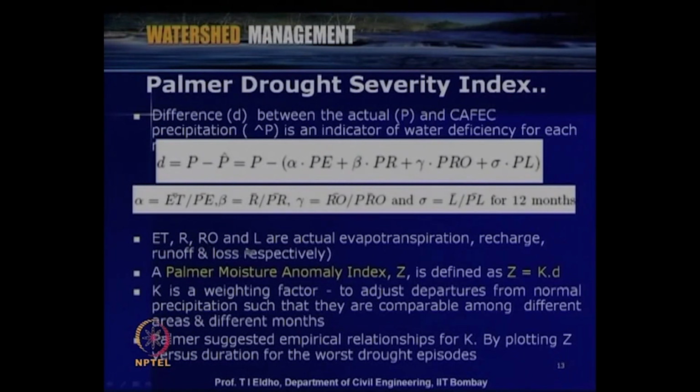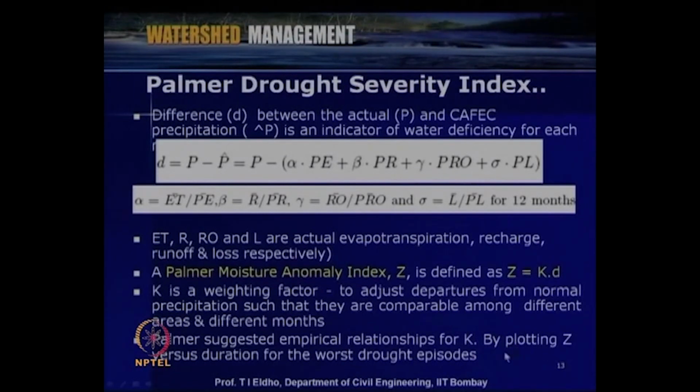Here ET, R, RO and L are the actual evapotranspiration ET, recharge R, runoff RO, and loss L, respectively. And then the Palmer moisture anomaly index Z is defined as Z is equal to k times d, where k is a weighting factor, to adjust the departures from the normal precipitation such that they are comparable among different areas and different months. Palmer suggested an empirical relationship for this k. So, Z is equal to k times d, where d is defined here and k is the weighting factor.